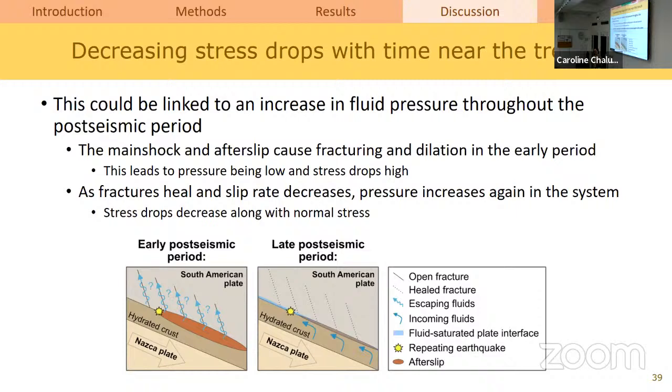On the other hand, as the time goes on and as the afterslip decreases and the dilation decreases, we have an increase again in pore fluid pressure in the system, and this would lead to a decrease in the stress drops.